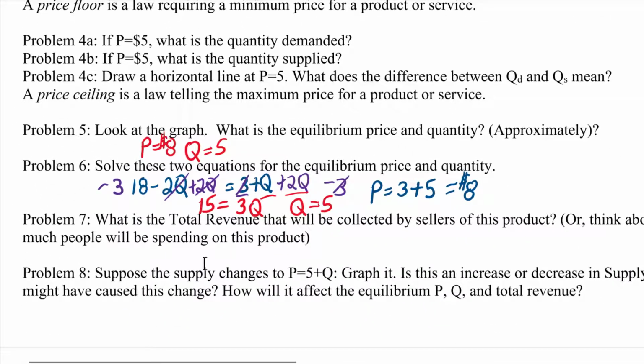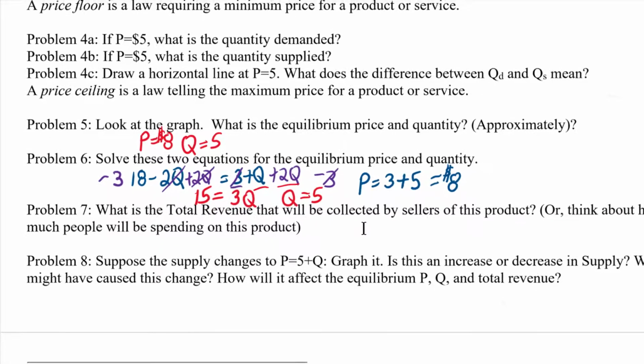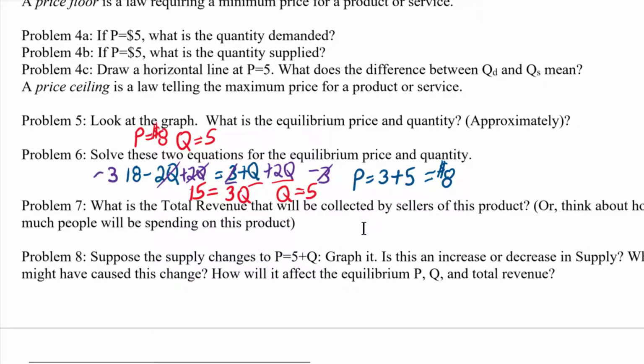Problem number 7. What's the total revenue collected by sellers of this product? In other words, how much would people be spending if somebody went to the store and needed to buy 5 things that each cost $8? Total revenue, how much money does the business put in the cash register, or total expenditure from the consumer side? Well, anytime you see the phrase total revenue, it's always just price times quantity. Again, don't overthink this. It's just how much money you spend if you buy 5 units at $8 apiece. So 5 times 8, $40, right?